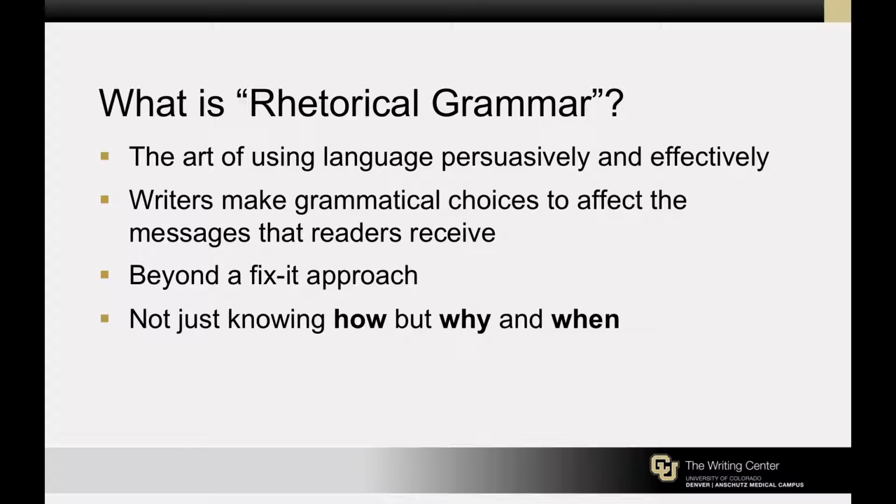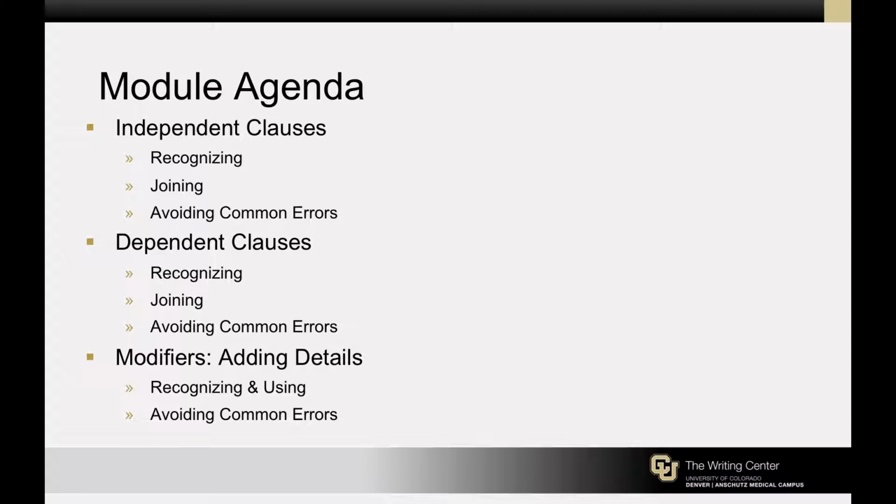What is rhetorical grammar? Rhetorical grammar is more than just fixing grammatical errors. It's the art of using language purposefully and persuasively, thinking about whether you are using your sentences as effectively as possible to control the message that your reader receives. It's not just knowing the how of grammar, but the why and when. But alongside understanding grammar rhetorically, we must also understand how to use grammar correctly.